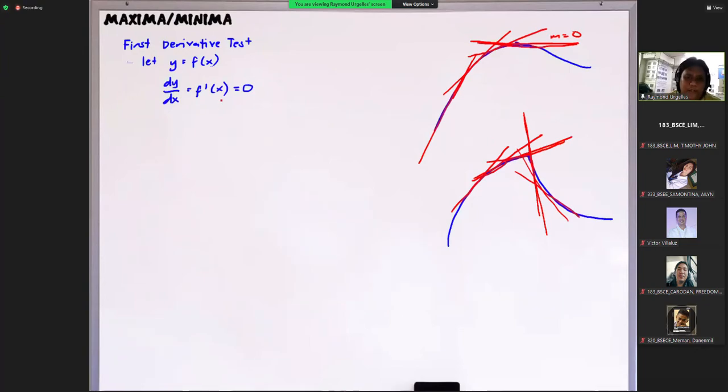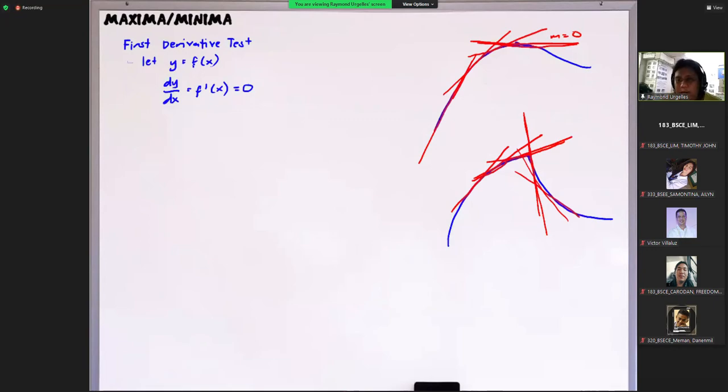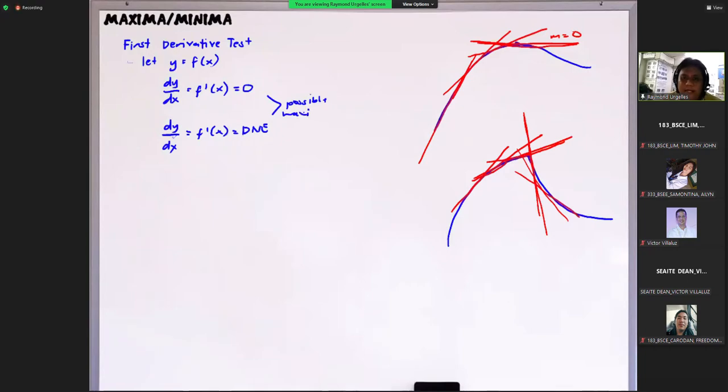So therefore, another way para makuha natin yung first derivative test natin, or para makuha natin yung maxima minima, is we can say that yung dy/dx natin actually does not exist. Okay, nakuha ba? So pag yung dy/dx natin, or yung f'(x) natin, does not exist, then these are possible maxima minima. Kaya tinatawag natin sila as critical number or critical points.